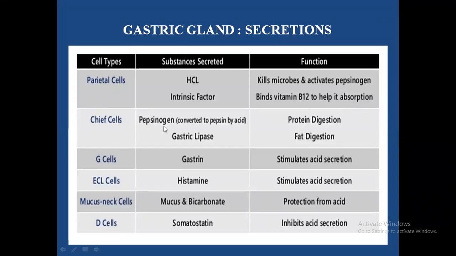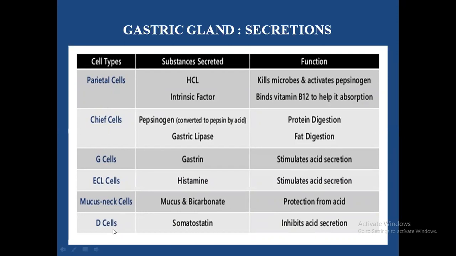Chief cells produce pepsinogen and gastric lipase. Pepsinogen is a protein involved in protein digestion, and gastric lipase is involved in fat digestion. Next, G cells produce gastrin. It is a hormone that stimulates the gastric juice secretion. ECL cells produce the substance histamine, which also stimulates acid secretion. Mucous neck cells produce mucus and bicarbonates, which are useful for protection of the stomach region from the acid.